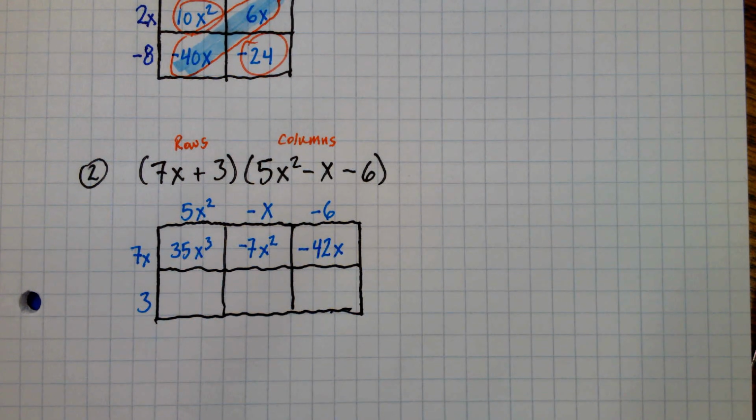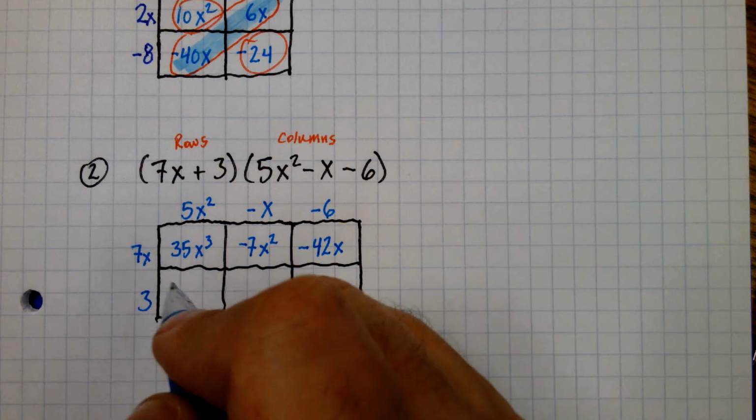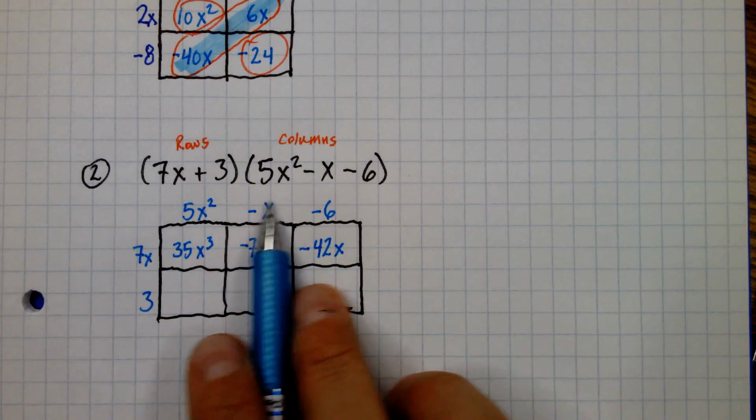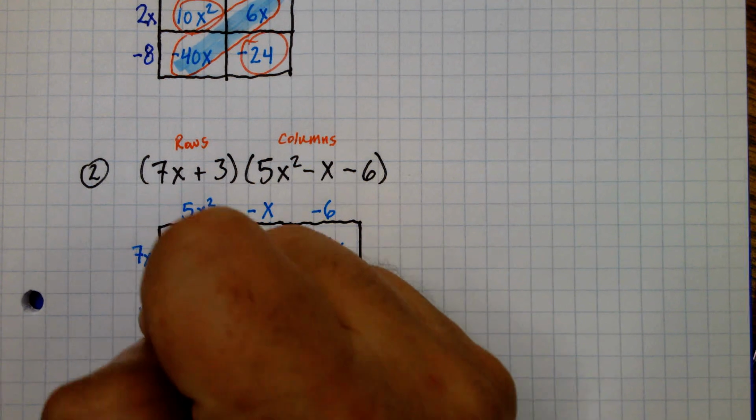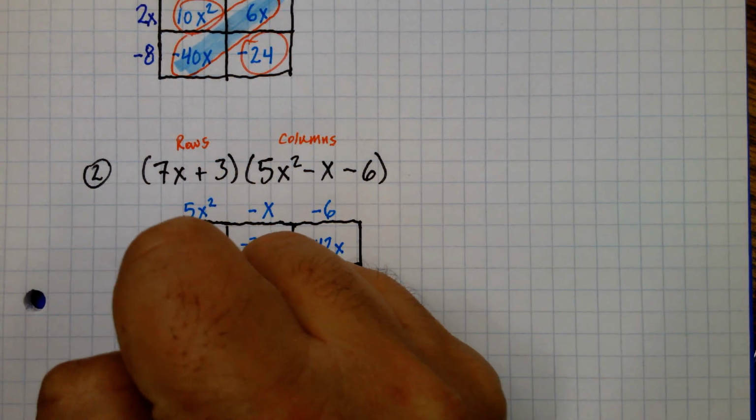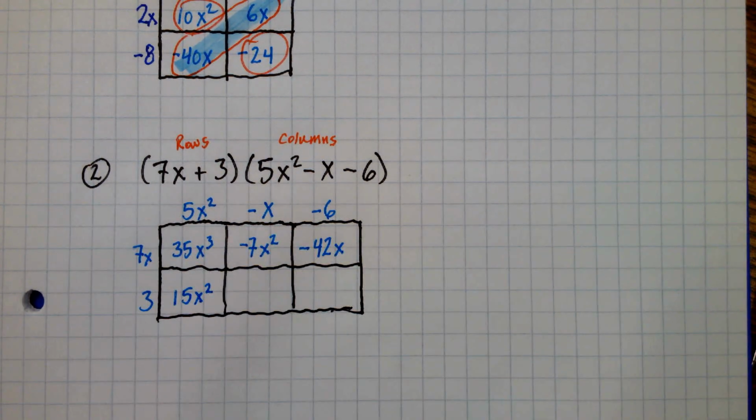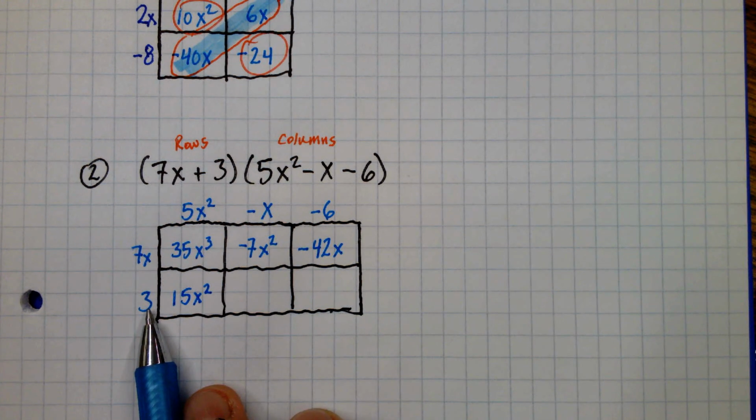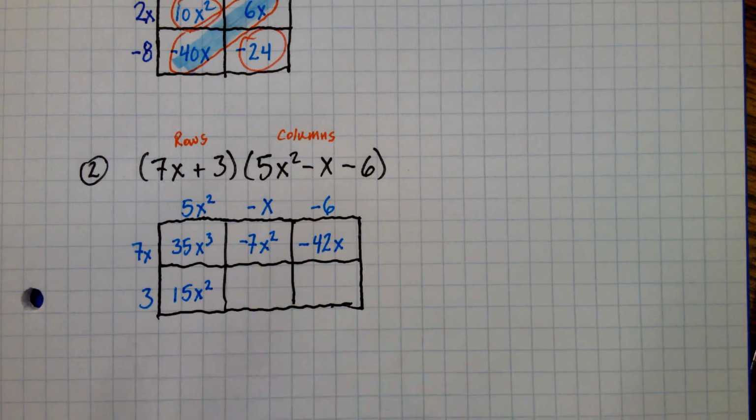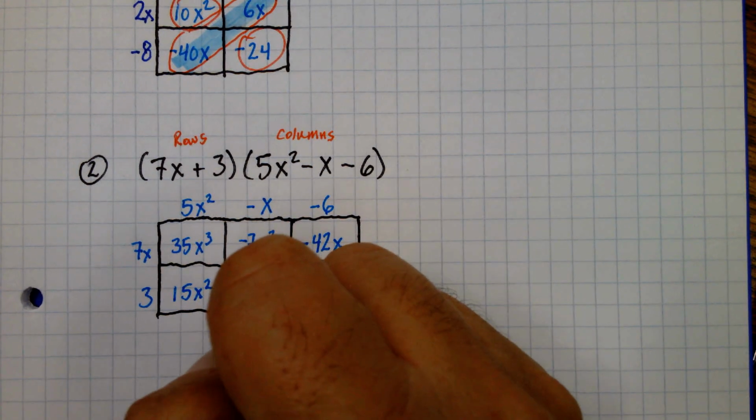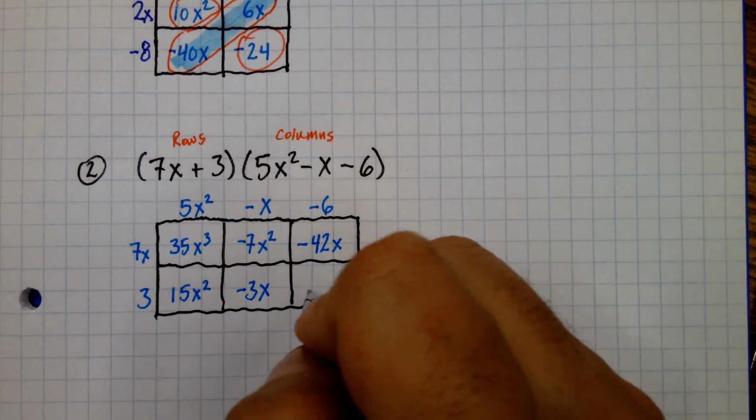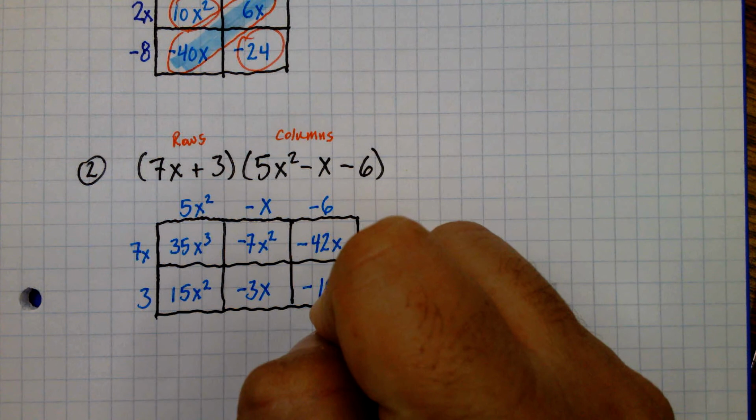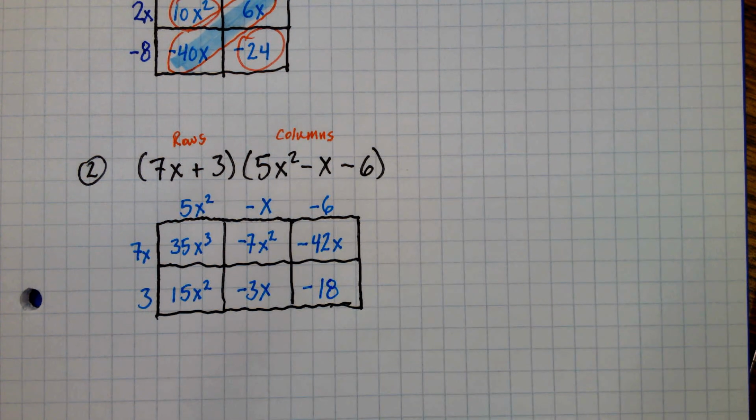Okay. Let's see. Now we're going to multiply 3 times each one here. So 3 times 5x squared is 15x squared. There we go. And then we're going to do 3 times negative x. Negative 3x. And then 3 times negative 6. Negative 18. With no x there. Okay.